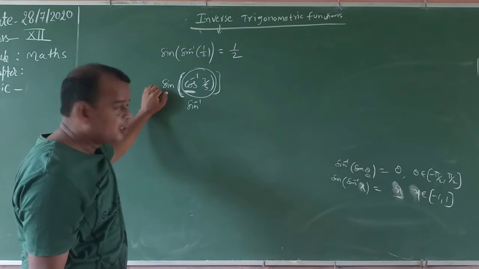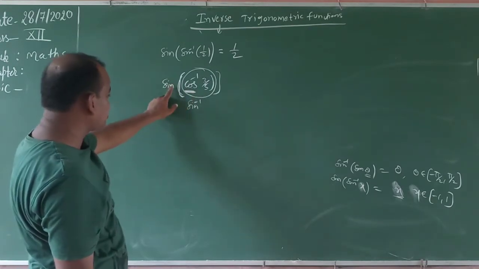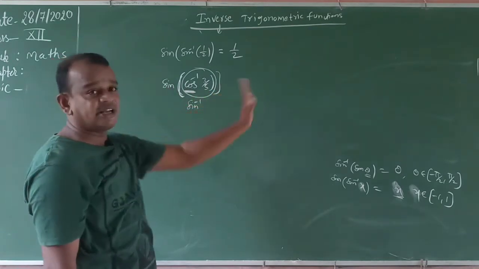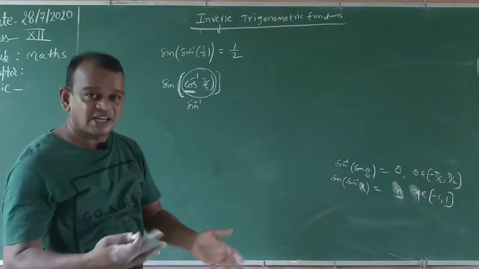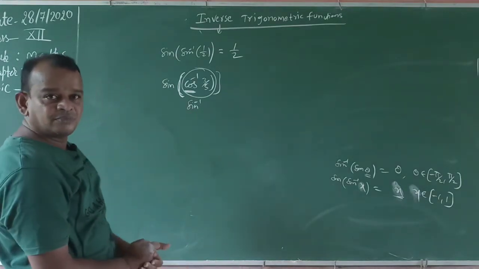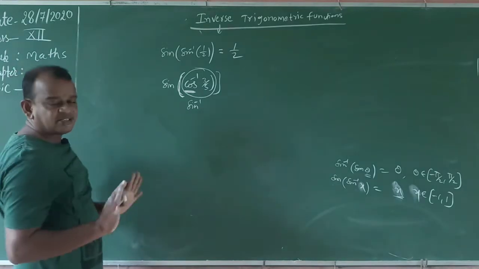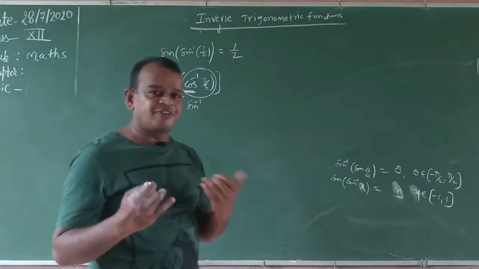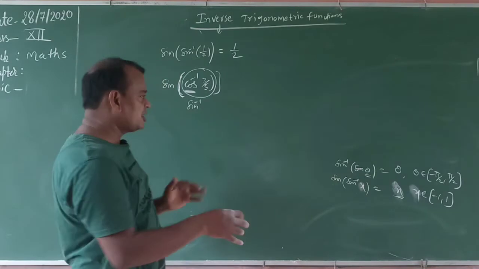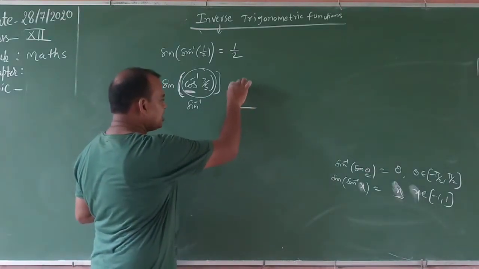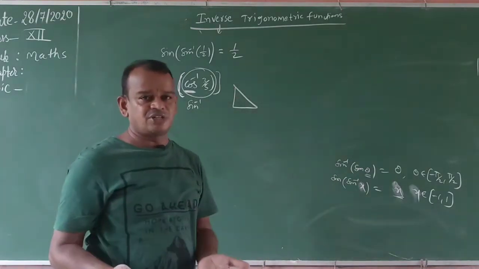100%. This cos inverse will be changed into sine inverse, sine inverse gets cancelled, and we get the answer. How to change? That is the important part. Every trigonometric ratio is defined in the right angle triangle. Say yes or no? First we draw the right angle triangle. Simply draw the right angle triangle for every problem.